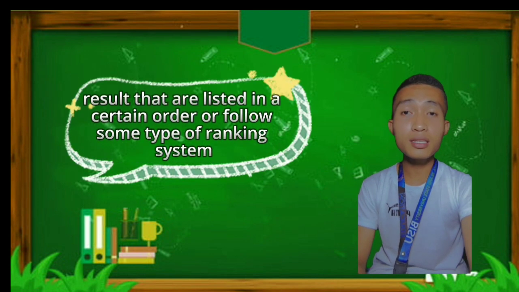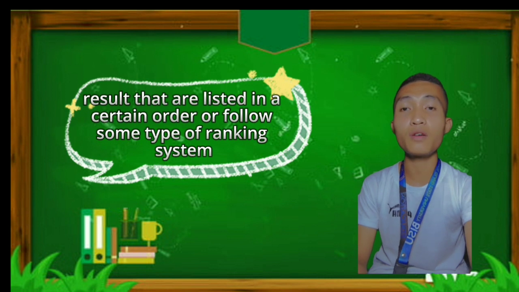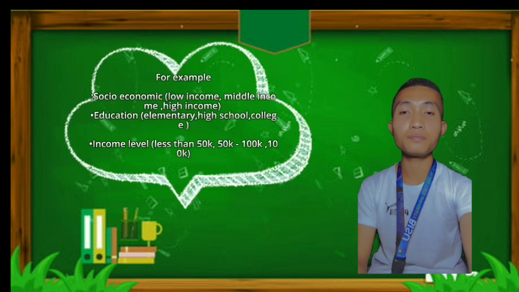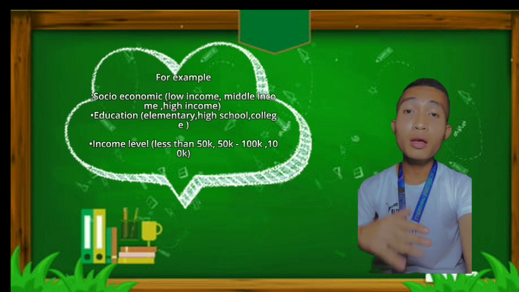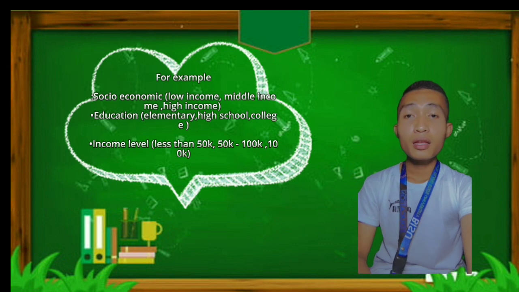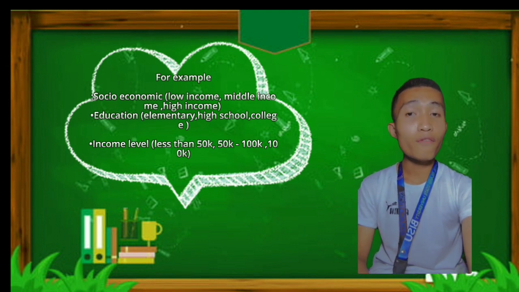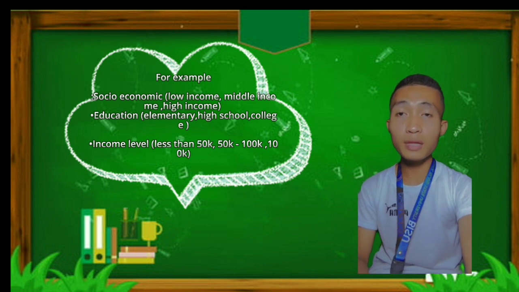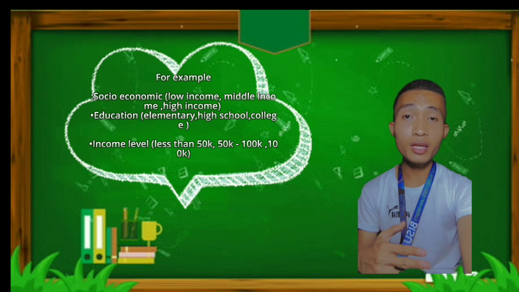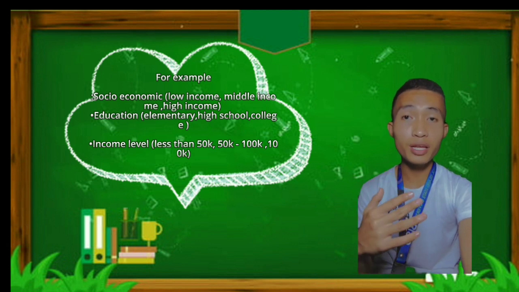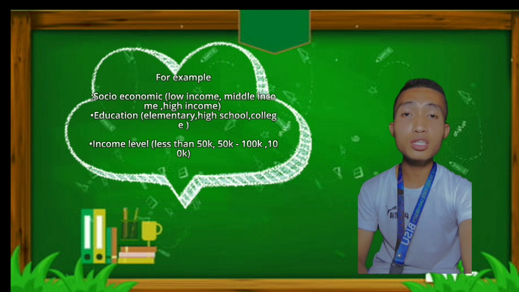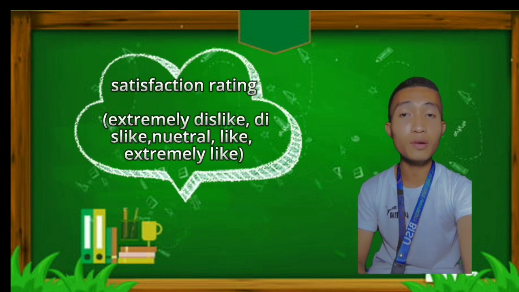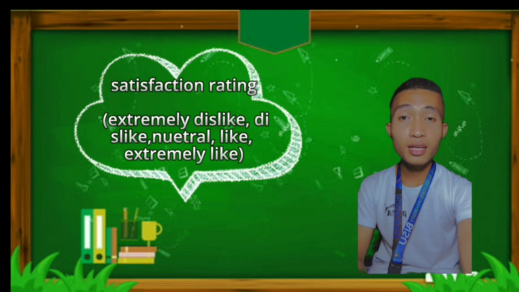The next one is ordinal. Ordinal is the results that are listed in a certain order or follow some type of ranking system. For example, the socio-economic status starting from low income, middle income to high income. The next one is education, from elementary, high school to college. The next one is income level, starting from less than 50k, 50k to 100k, and over 100k. And the last one is the satisfaction rating, starting from extremely dislike, neutral, like to extremely like.